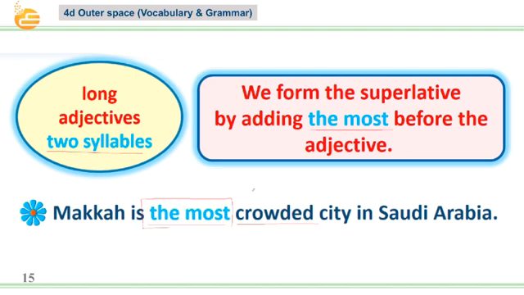Because crowded is a long adjective. Long adjective means two syllables. Crowded. Okay, not big. Big is one syllable. Crowded is two syllables, everybody. So we add the most before the adjective, before crowded. Okay?